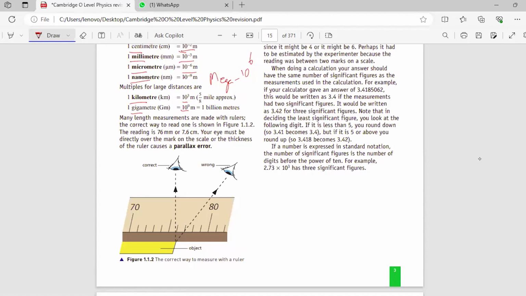When you take a reading, your eye must be perpendicular to the scale reading. If your eye is not perpendicular to the reading to be taken, this position gives rise to parallax error. As a result, we get a slightly lesser or greater answer.